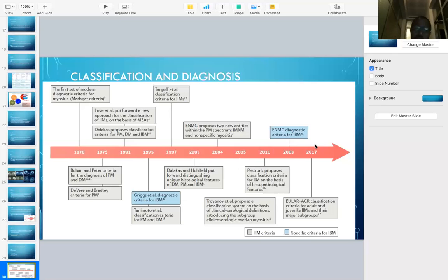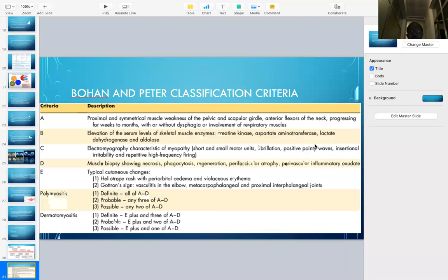For diagnostic purposes, they used a scoring system. We'll see it subsequently. The Bohan and Peter classification uses 5 criteria for diagnosis: proximal muscle involvement, elevation of muscle enzymes, EMG, muscle biopsy, and skin findings. If a patient has all 5, or 4 of them, they will be definitely diagnosed as polymyositis. If they have 3 of them, they are probable. If they have 2 of them, then they're possible polymyositis.